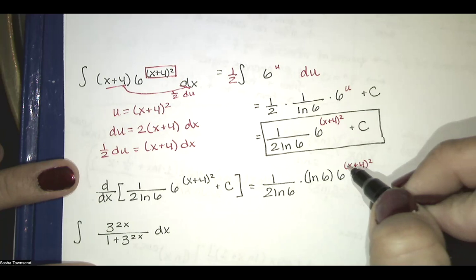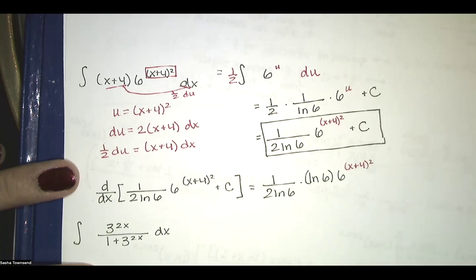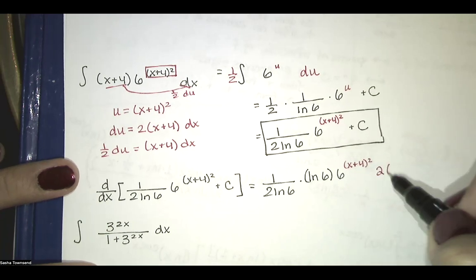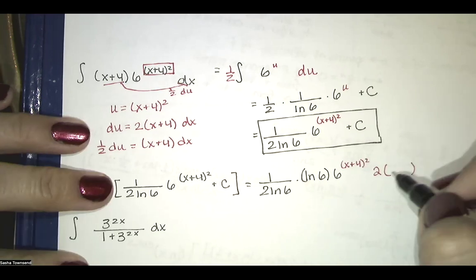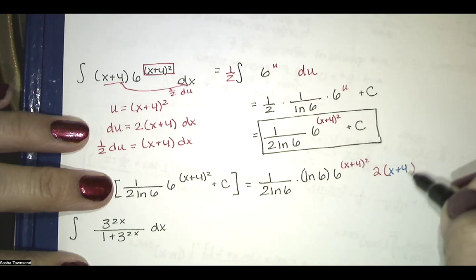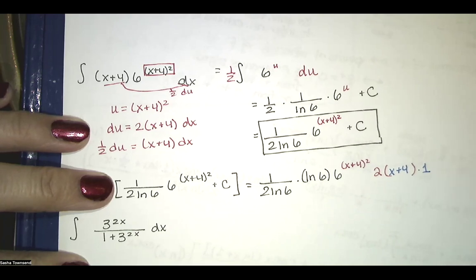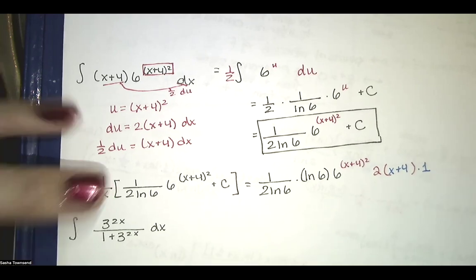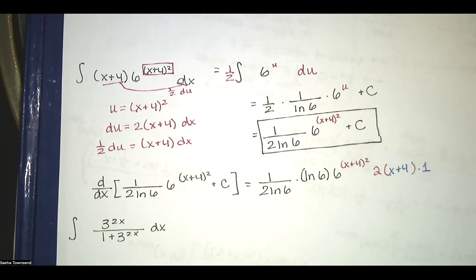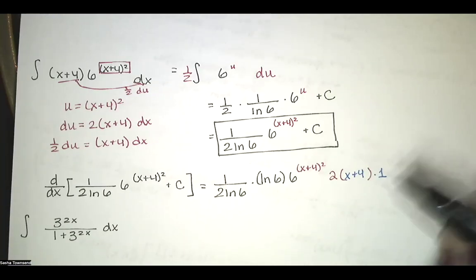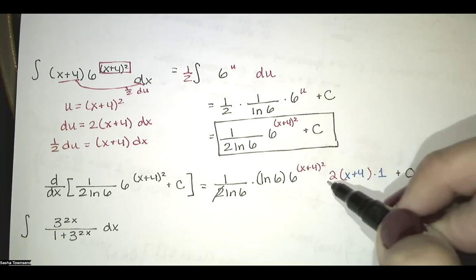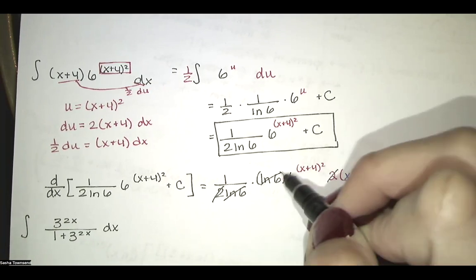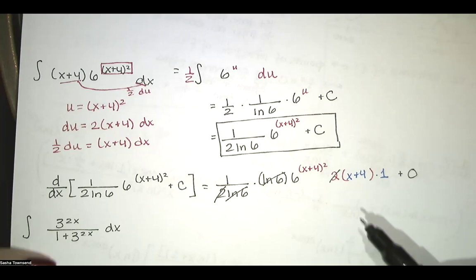Well, the derivative of the function squared also requires the chain rule. It's 2 times the original function. You put the original function back inside, and then you multiply by the derivative of the inside, which is just a 1. And then you add the derivative of c, which is 0. So you say, okay, this 2 and that 2 reduce. That natural log of 6 and that natural log of 6 reduce.